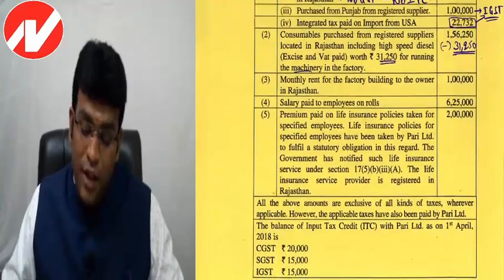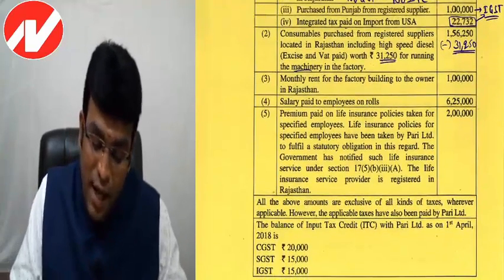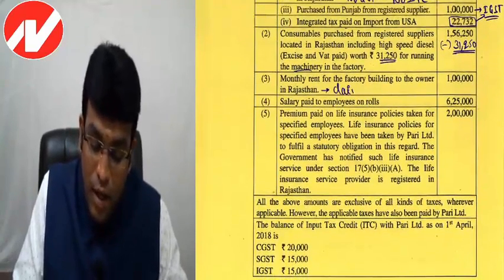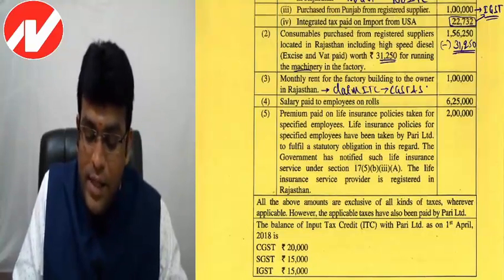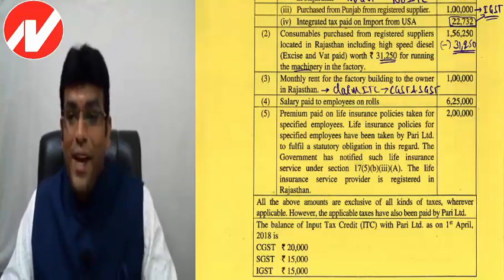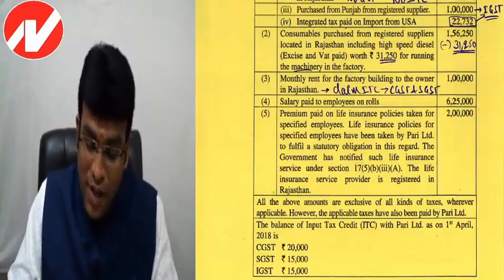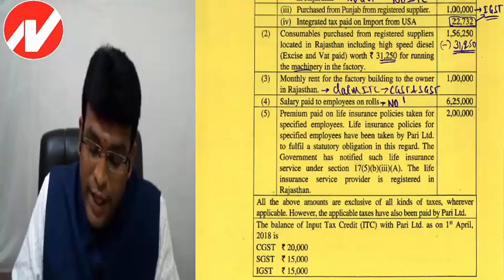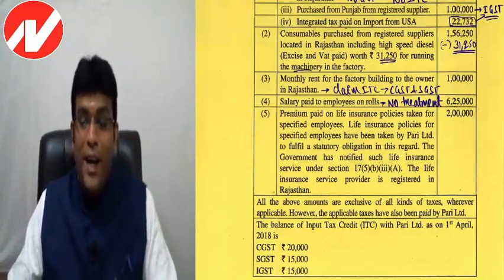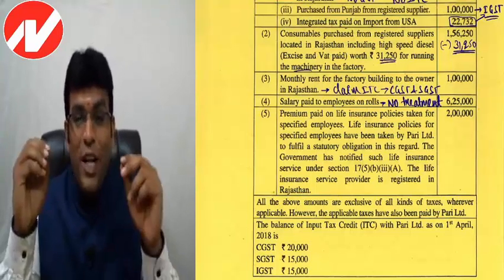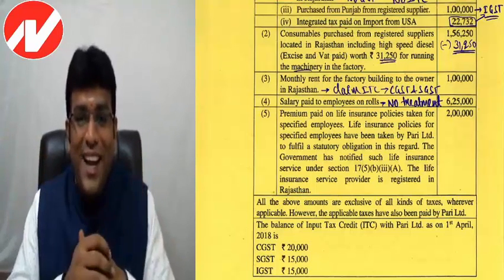Then monthly rent for the factory building paid to the owner in Rajasthan, this also will claim input tax credit of the CGST and SGST part. Then salary paid to employees on rolls. On this, my dear friends, straight away I'll use the word no treatment. Why no treatment? I have a reason for that, because whenever you say no treatment, you should give a reason for that. What is the reason, friends?